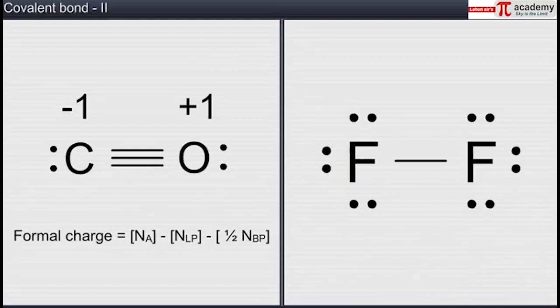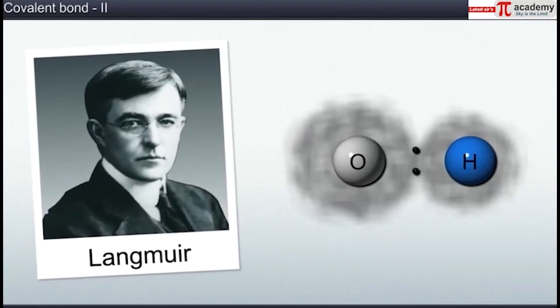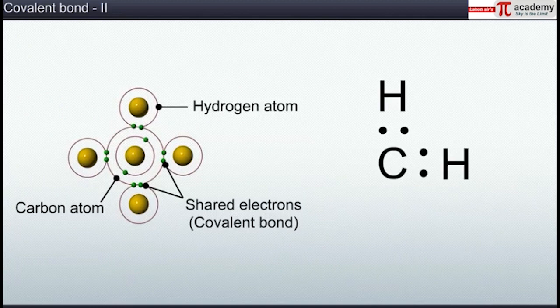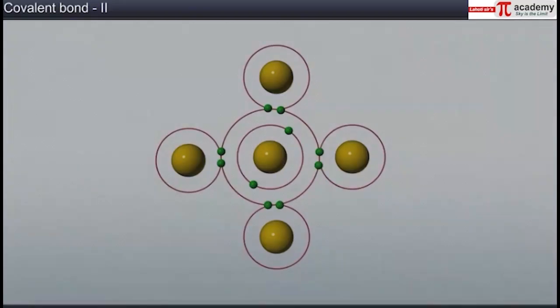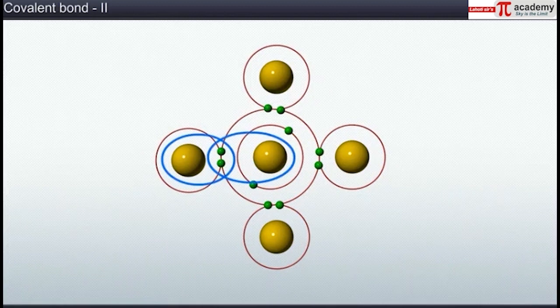Let's understand what a covalent bond is. In 1919, with the help of Lewis postulates, Langmuir brought in the term covalent bond to define a bonding pattern where the electrons are not transferred. In covalent bonding, atoms share electrons so that the number of valence electrons in each atom becomes 8. For hydrogen, it is 2.